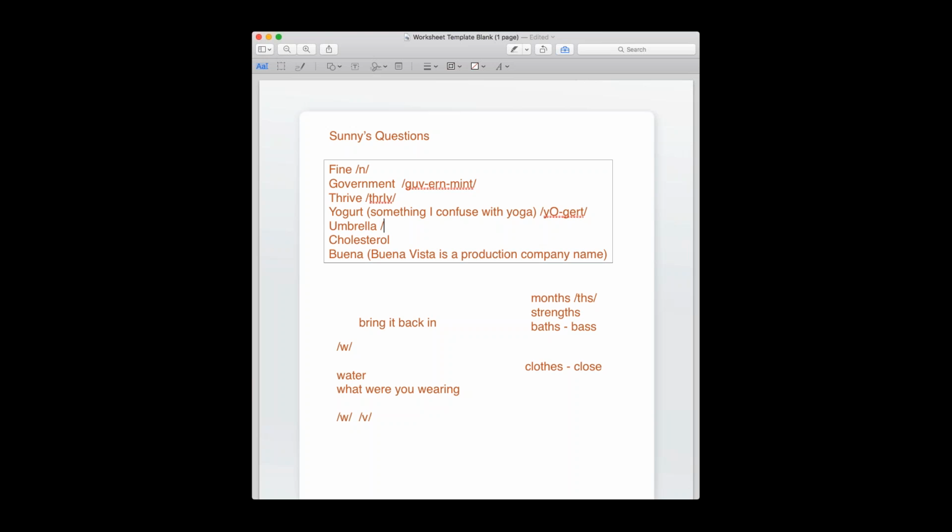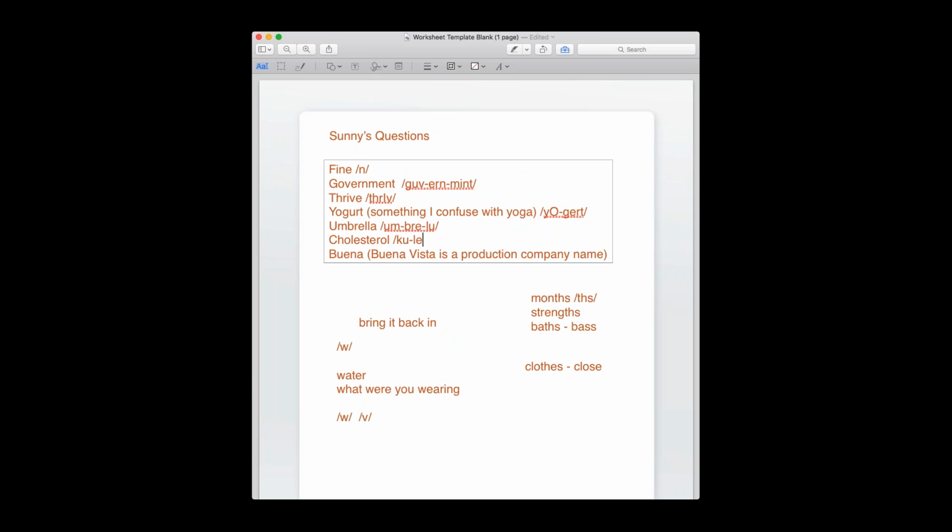Say that next one for me. Umbrella. I didn't stress this correctly in this word. Umbrella. Okay, so it's second syllable stress. Umbrella. And you're going to get that la at the end. Umbrella. Yep, exactly. Umbrella. Okay, this one's a tricky one.